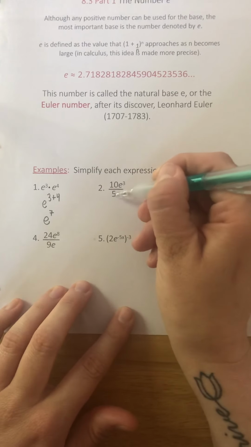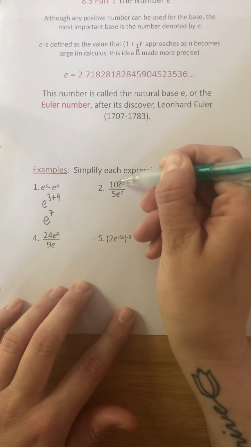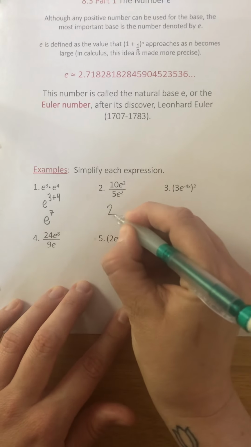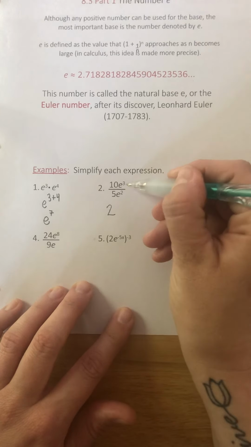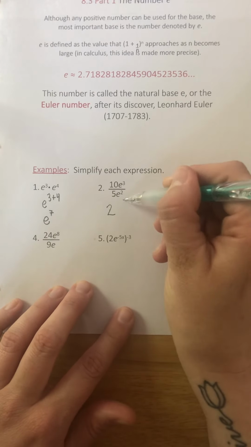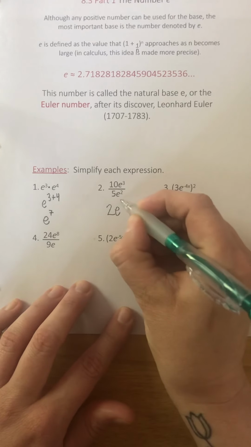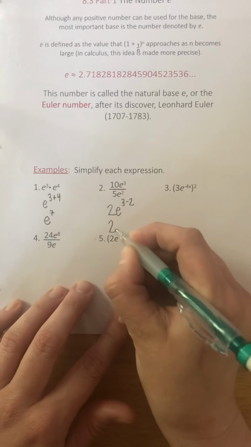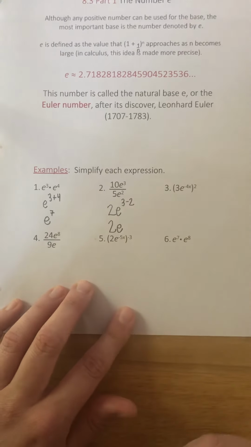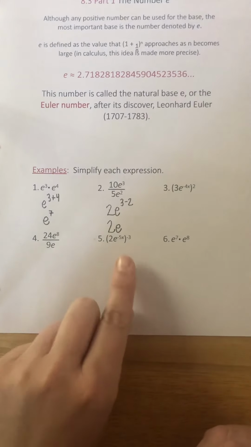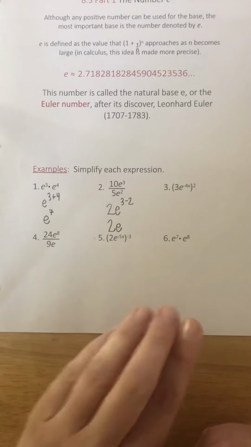So first I'm going to take a look at the coefficients. I have a 10 divided by 5. 10 divided by 5 is 2. Then I'm going to look at the e's. The rule is different for division. It says if your base is the same, you're going to subtract your exponents. So we're going to do 3 minus 2. So our final answer is going to be 2e to the first power. You don't have to write that first power. It's understood to be there. If you want to write it, you can.